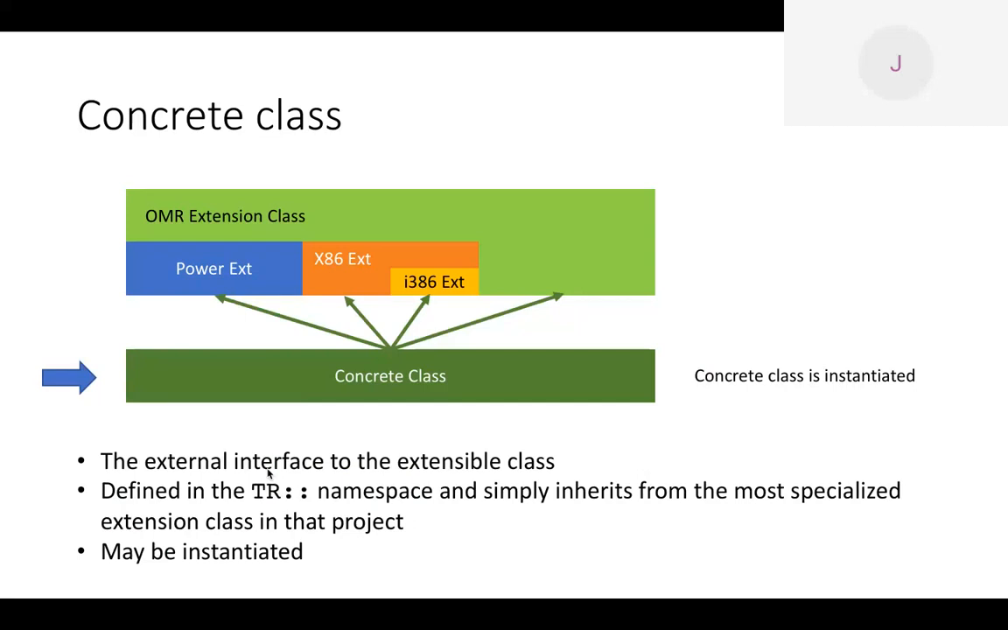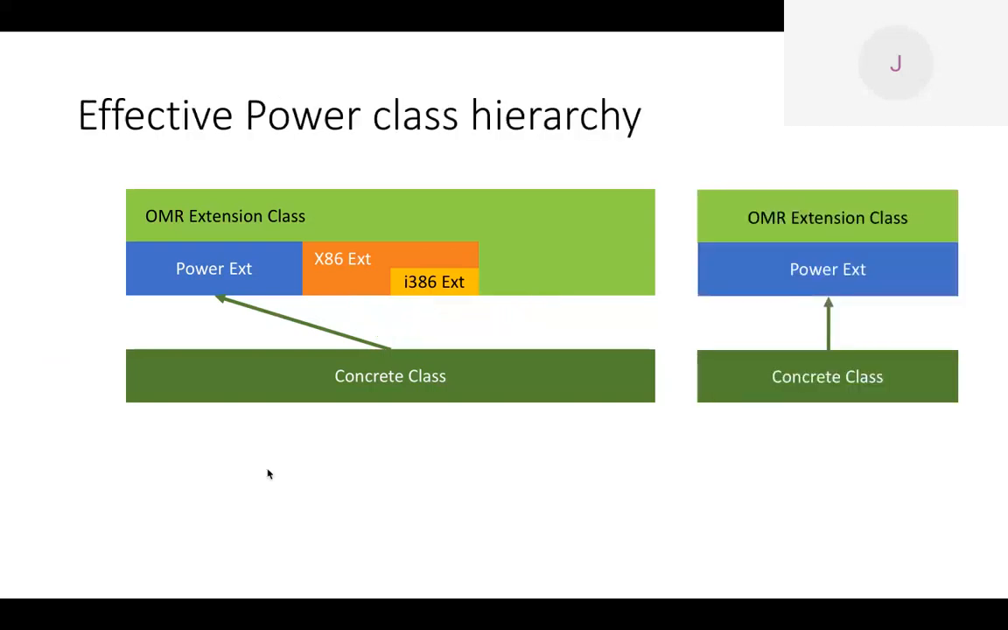So the question then is, how do we figure out what class needs to be extended? Like, how does the concrete class figure out which one it is actually extending? Oh, okay. Before I get to that, there's just a further refinement here. When you actually end up building these things, you end up producing an effective class hierarchy. So if I'm building this project for a Power architecture, this is what the class hierarchy is going to look like.